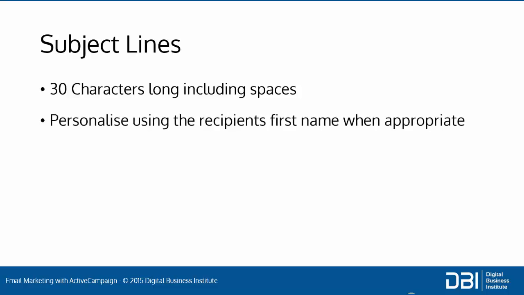The second thing then is to personalize using the recipient's first name when appropriate, and their first name can go at the beginning of the subject line or at the end, and just make sure that you get this right and you don't leave out some of the syntax, for example the percentage sign, which we'll look at in further videos on this course, so that you don't end up sending out an email that says first name, comma, here's how to master Facebook, for example.